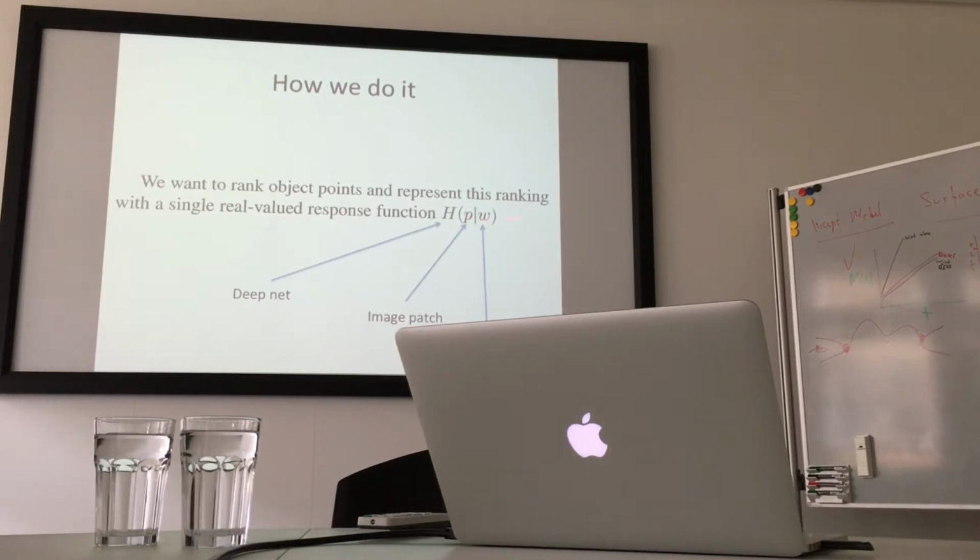So h could be anything. In this work, we used a neural network. So it should be a differentiable function of the parameters w. And you want to learn those w parameters. So this is how we represent the ranking. The higher the h function, the higher the rank is.